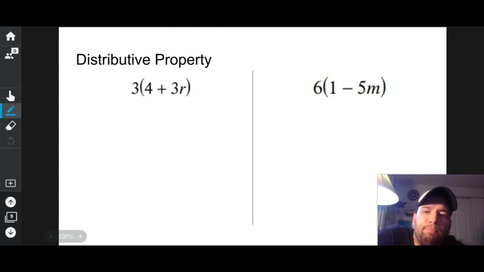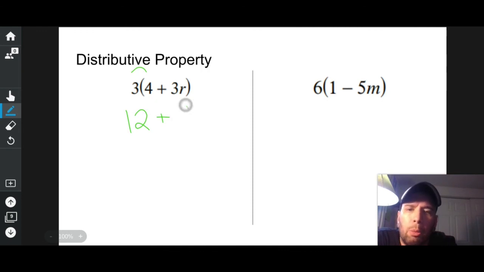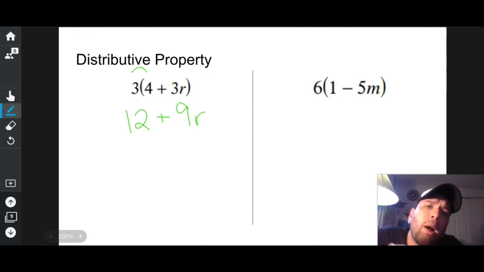I'm not kidding. 3 times parentheses 4 plus 3r. Oh, distributive property. Distributive property is when you have a number multiplied to a parentheses, and inside the parentheses you're adding or subtracting. I have 3 times a parentheses. Inside this parentheses, I have 4 plus 3r. Multiply 3 to 4. 12. Positive 3 times positive 3r is going to be positive 9r. Can I combine those two? No, because one has an r and the other one doesn't.